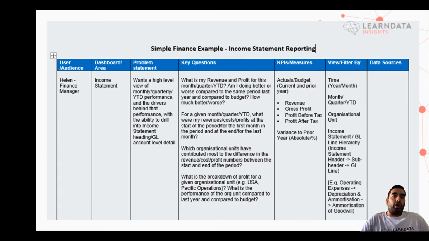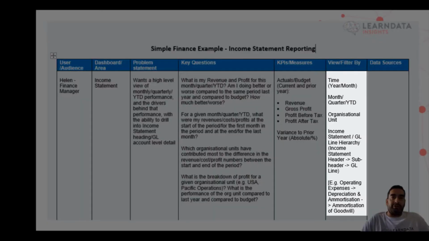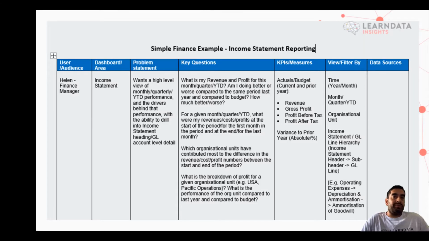And then we look at what do we want to view and filter those measures by. So, in order to be able to answer those questions, we need to be able to view and filter them by time, by year and month, and for quarter and for year to date. And we'd also need to look at them by organizational unit. And we'd want to be able to drill down. We want to have that income statement or general ledger line hierarchy. So going from your statement header to your subheader to your GL line.